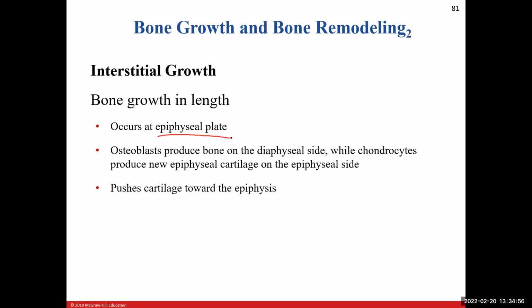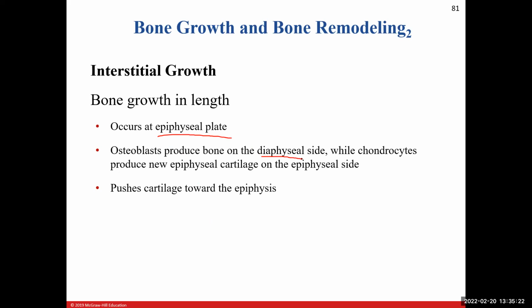And in our epiphyseal plate, we will learn in chapter 9 that is a joint. Right, a highly immobile joint. But we'll see in the epiphyseal plate our osteoblasts. Remember, the blasts are the cells that build bone, and they are going to produce the bone tissue, but on the diaphyseal side of our growth plate.